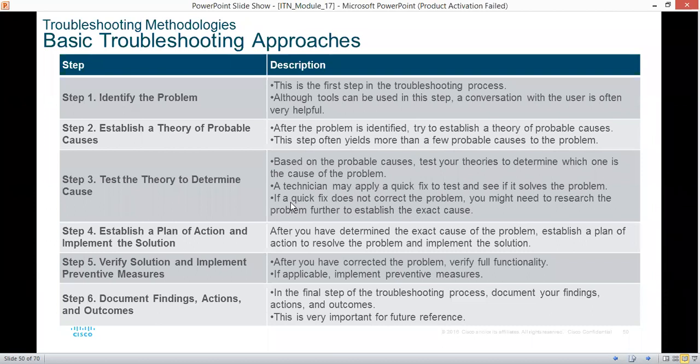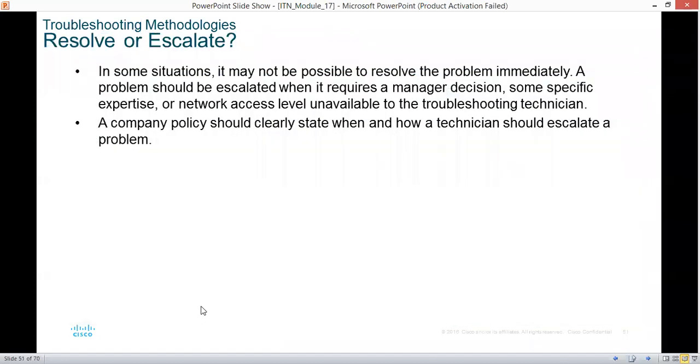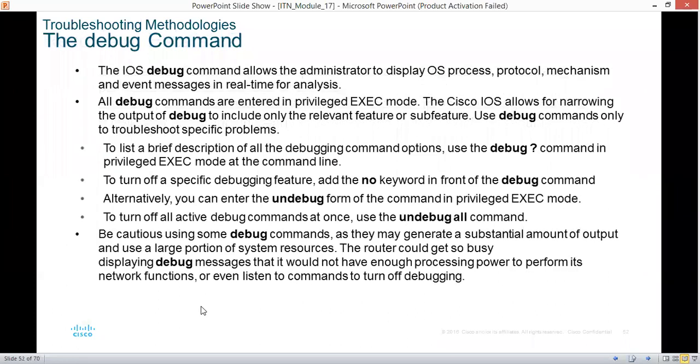So the troubleshooting approach will go along with the first thing, which is identify the problem. What's the problem before you troubleshoot? So troubleshooting is like solving problems or challenges. Establish a theory of probable cause, test the theory to determine, and then establish a plan of action and implement the solution, then verify the solution, and then document your findings. This is a step-by-step guide that must be used to be able to carry out your troubleshooting.